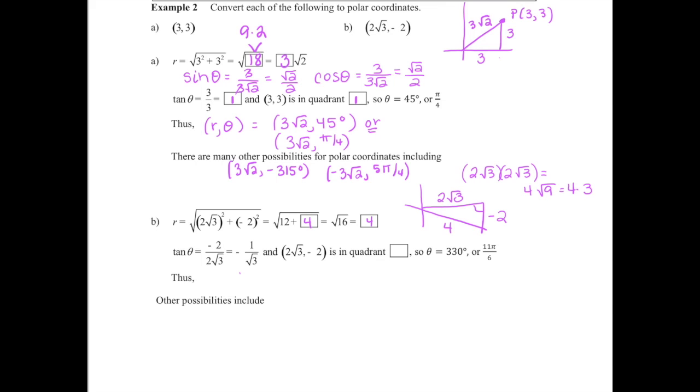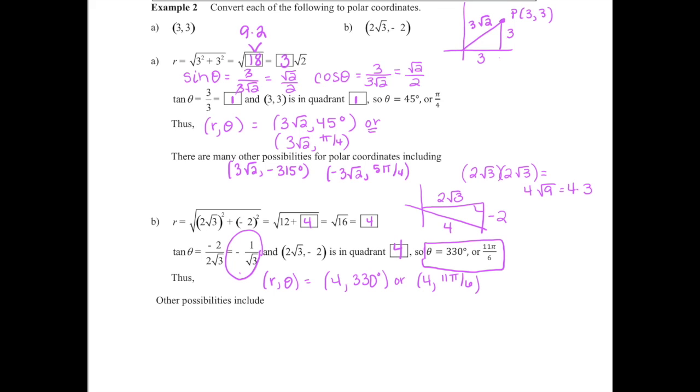We also know that based on our drawing that we're in the 4th quadrant. So when I look for this value of tangent or sine cosine on our unit circle, I see that theta is 330 degrees, or 11 pi over 6. Thus, when we look at our polar coordinates, we found our radius to be 4 and our theta to be 330 degrees, or if we want to use radians, we'll have 4 with our radians 11 pi over 6.